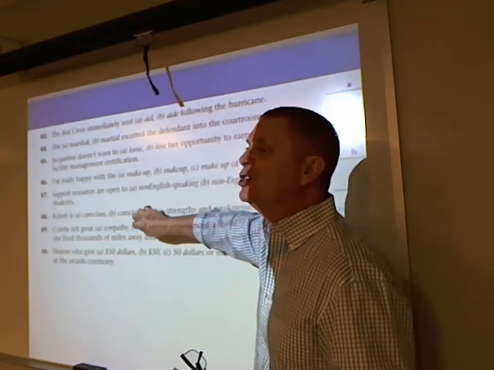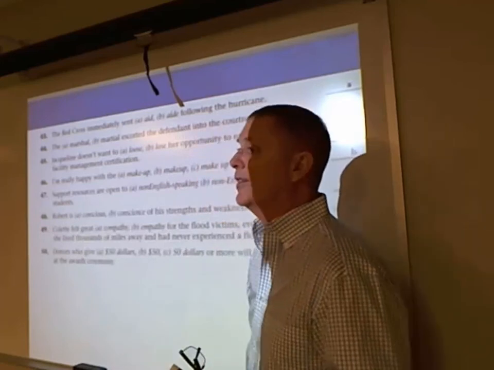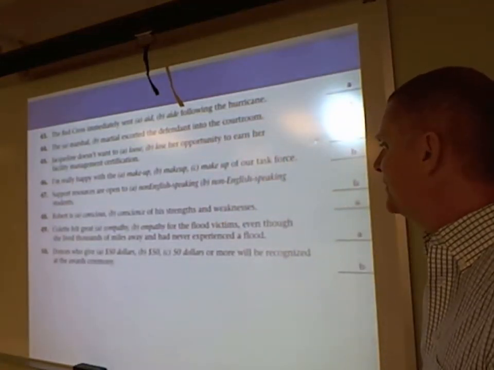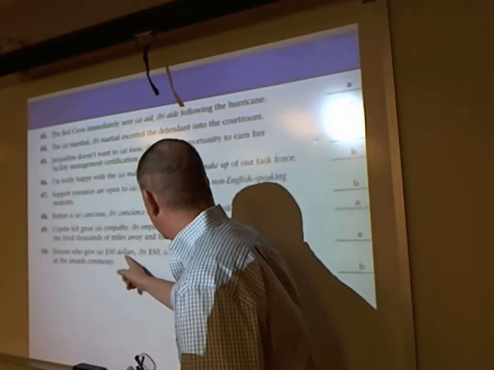Then number 50. Donors who give $50. This is redundant, so I know it's not that one. That one's probably it. And then get rid of the dollars right there. So letter B. Or more will be recognized at the awards ceremony. Any questions?